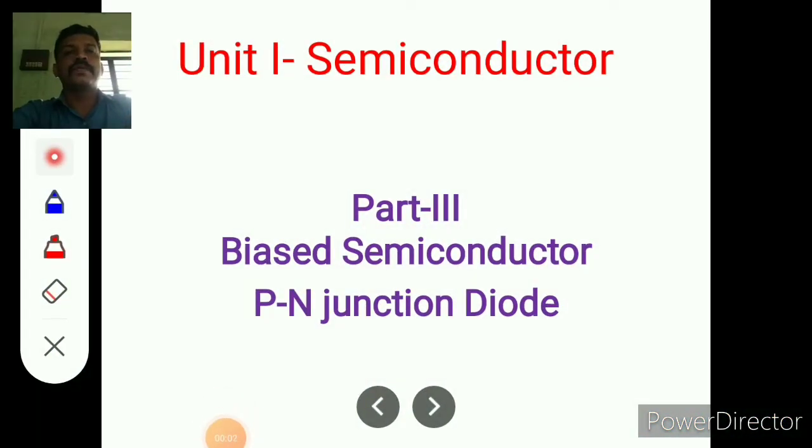Hello friends, today we see the unit first semiconductor part 3, biased semiconductor PN junction diode.